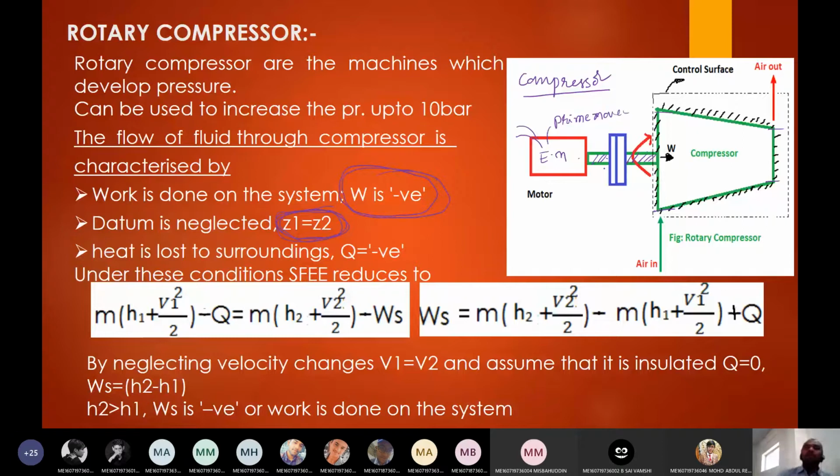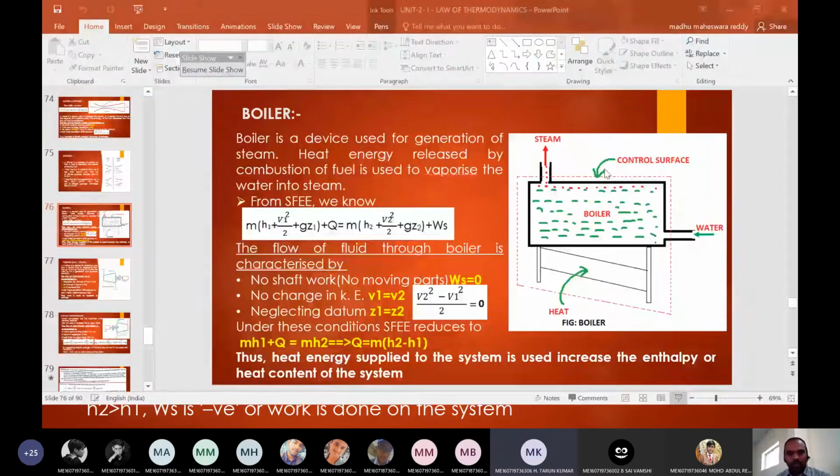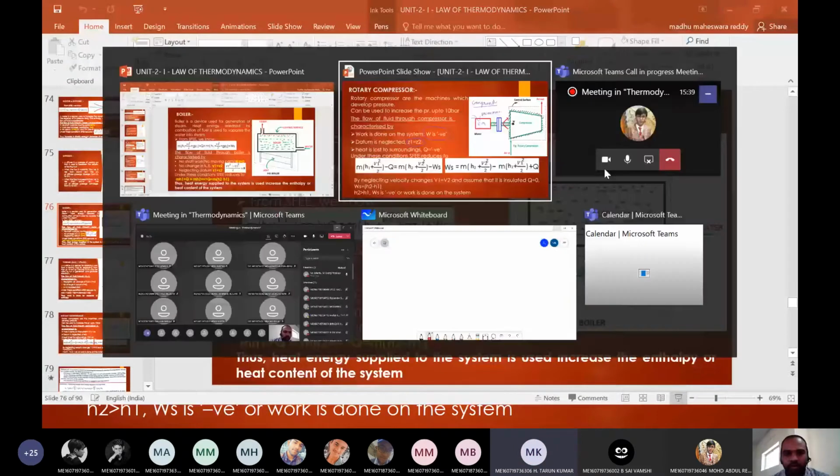Let us, for example, take an air compressor. What is the purpose of an air compressor? To compress air, right? Can you see the whiteboard?